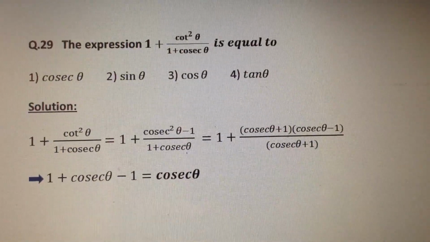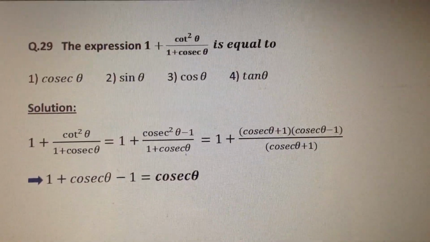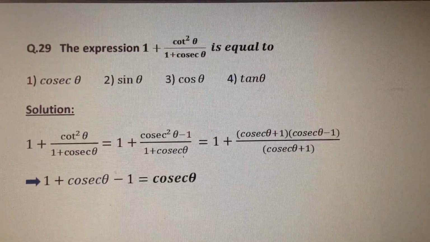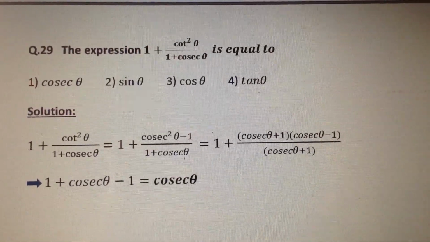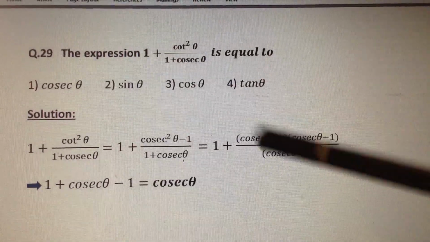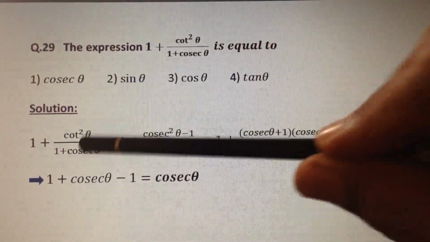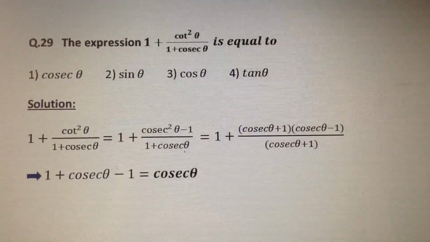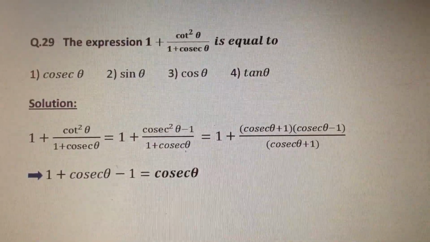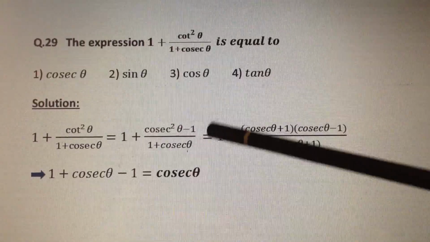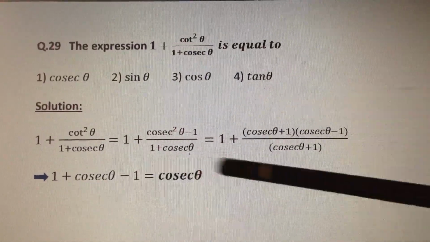Next question. The expression 1 plus cot square theta by 1 plus cosecant theta is equal to. Cot square theta can be written as cosecant square theta minus 1, because we know the formula 1 plus cot square theta is equal to cosecant square theta. Therefore, our equation is equal to 1 plus cosecant square theta minus 1 by 1 plus cosecant theta.